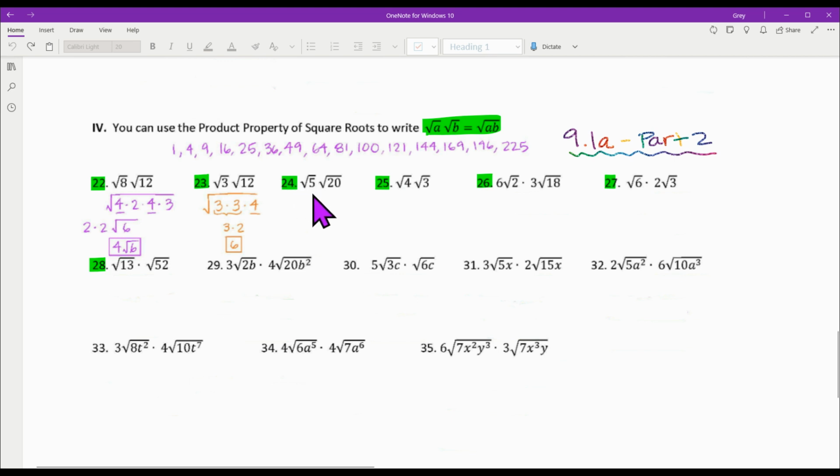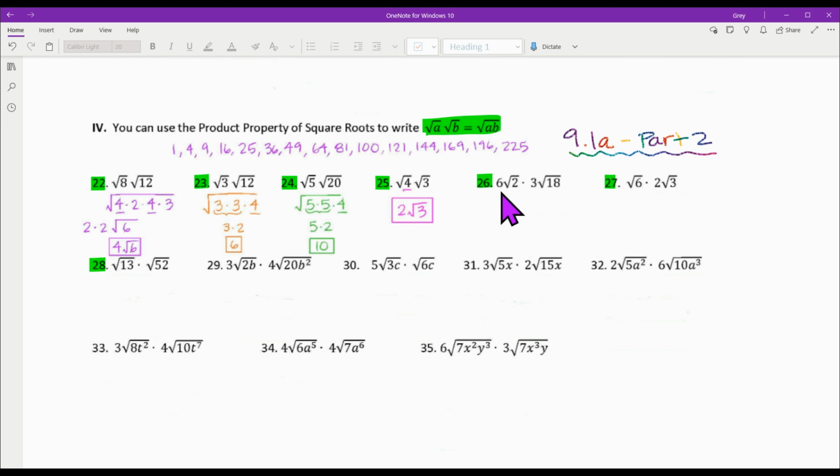Okay, so square root of 5 times square root of 20: 20 is 5 times 4. So that's 5 times 5 times 4. There's the 5. There's 20 right there. 2 5s makes it a perfect square. 4 is a perfect square. Bring out 1 5. Bring out the square root of 4, which is 2. So my answer is 10. Again, I'm just trying to help you understand this concept. 4 itself is a perfect square. Square root of 4 is 2, so this is going to be 2 square roots of 3.